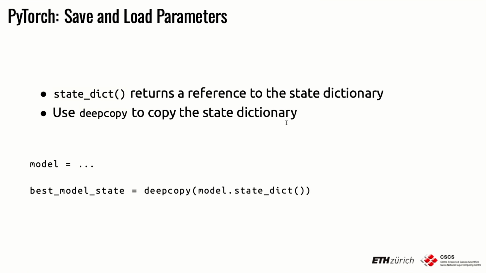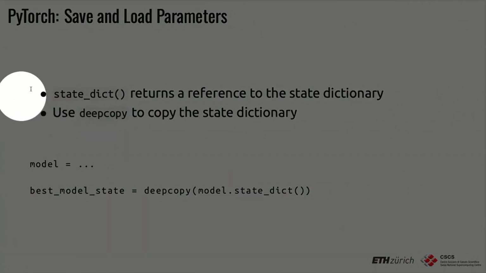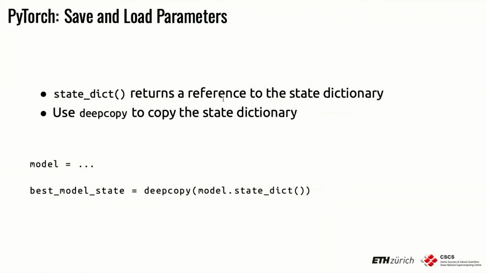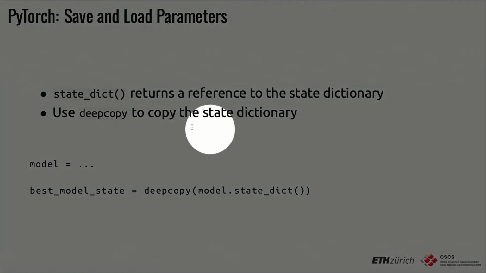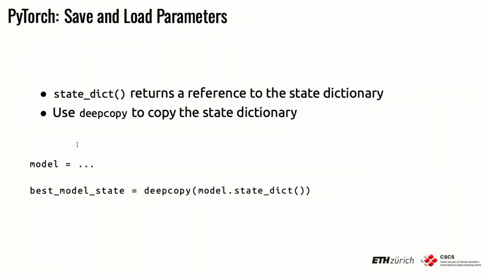One thing that is very important if you're not saving the state dictionary to a file is that the state_dict function returns a reference to the state dictionary. So if you just assign the state dictionary to a temporary variable in your Python program when you are training, the state dictionary is actually updated during the training because it's a reference to the state dictionary within the model. And so you need to use the Python dict copy function to actually create a copy of this dictionary if you want to save it.